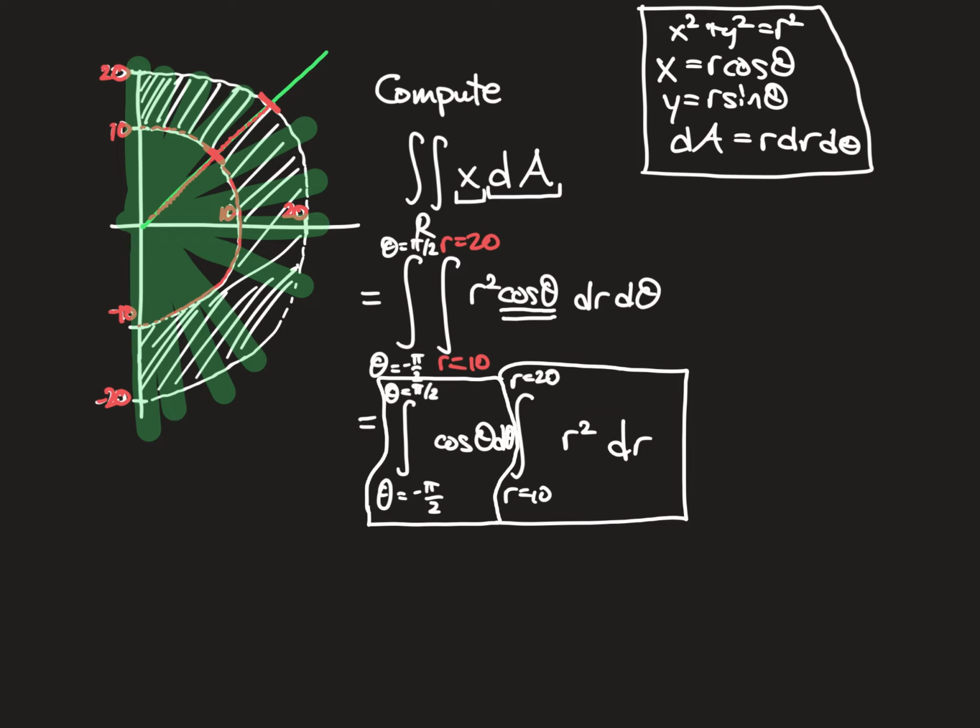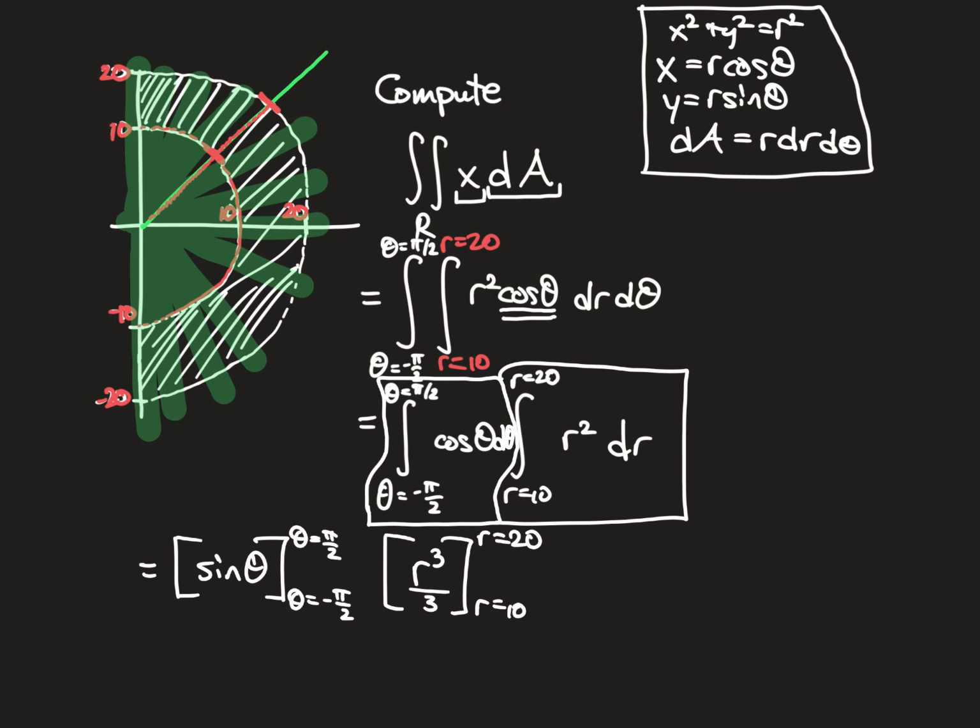And so we've essentially reduced this to two single variable calculus problems with two functions that are not difficult to integrate. So if we take the antiderivative of both of these integrals, the antiderivative of cosine theta is sine theta, and the antiderivative of r squared is r cubed over 3. And so for sine theta, if we evaluate it at pi over 2 and subtract the antiderivative evaluated at negative pi over 2, what we end up with is 1 minus negative 1. So essentially, the first integral just becomes 2.